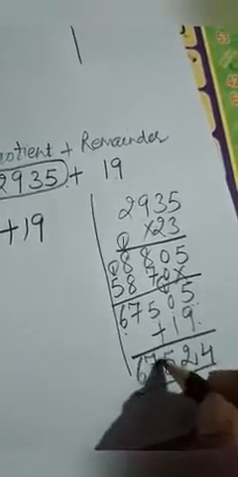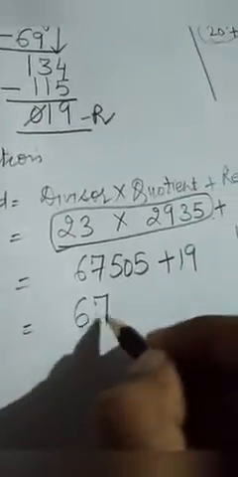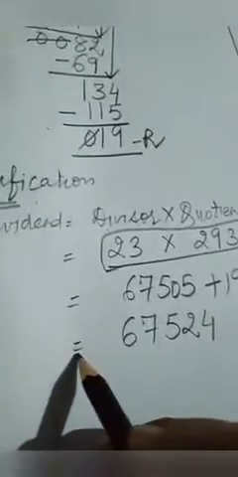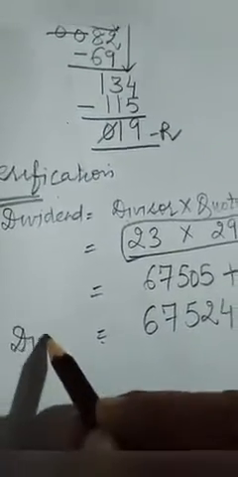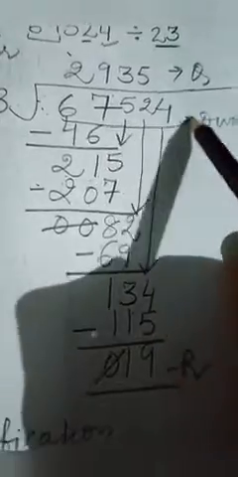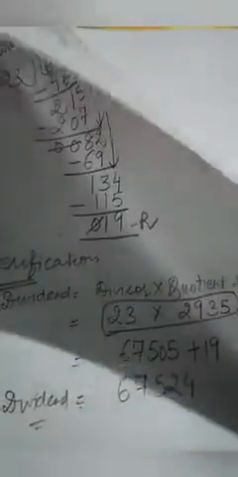We got here 67,524. As you can see, this is the dividend that we get. In the question we will see what is the dividend, and you can see here in the question the dividend is 67,524. These both are matching, means our sum is correct, our calculation is correct.